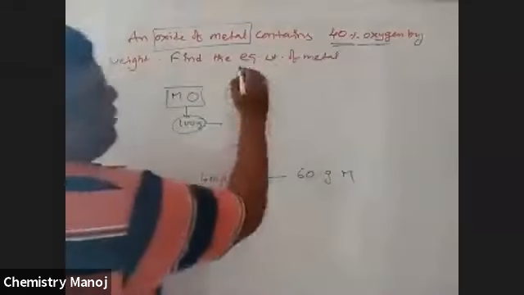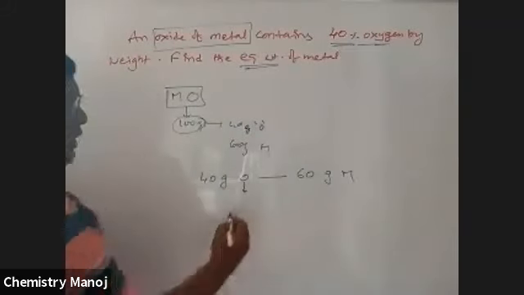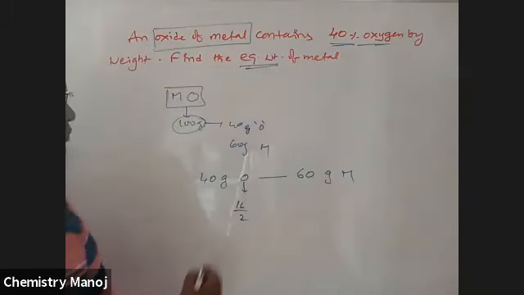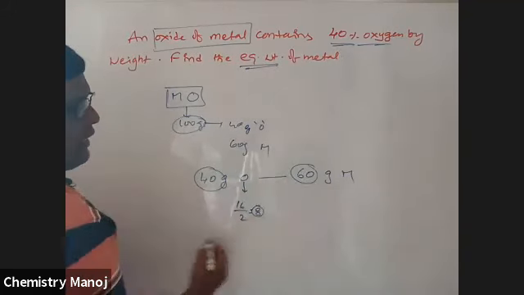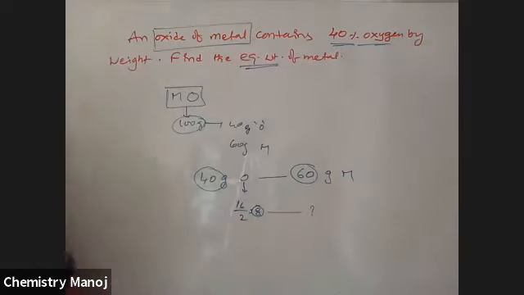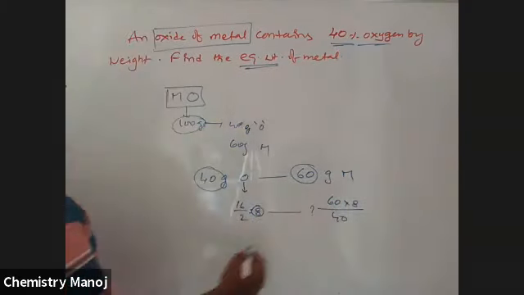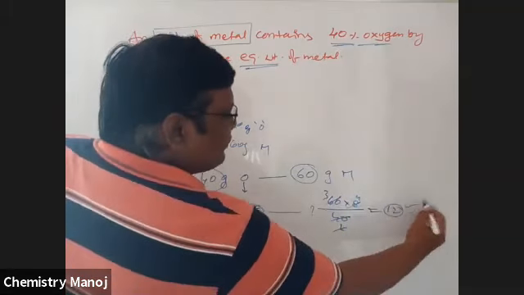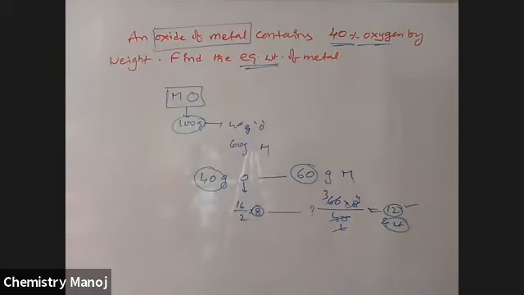Now, what is the equivalent weight of oxygen? Atomic weight by valency. Atomic weight of oxygen is 16. Valency of oxygen is 2, that is 8 minus group number. Therefore the equivalent weight is 8. So 40 grams of oxygen reacts with 60 grams of metal; 8 grams of oxygen reacts with the equivalent weight of the metal. That is 60 into 8 by 40, which gives 12. That is the equivalent weight of the metal.